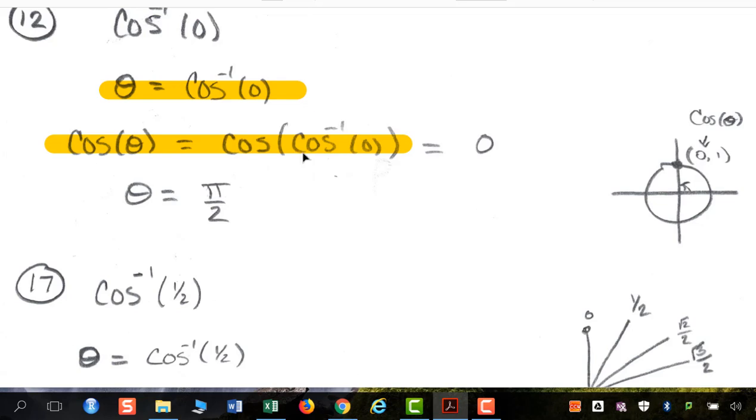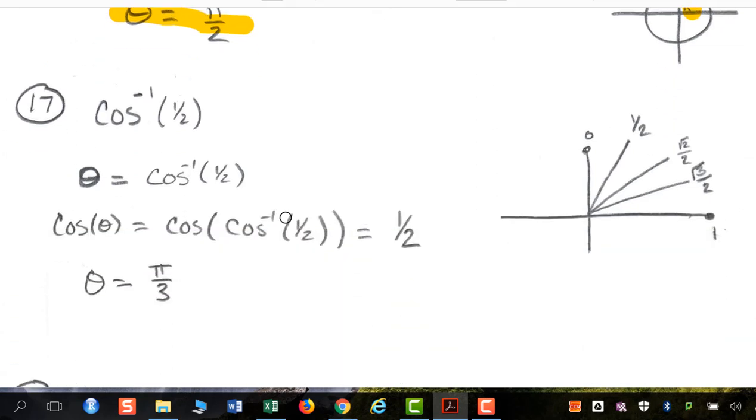By definition, arc cosine of 0 applied inside the cosine function must be equal to 0. So that means I'm looking for where cosine of theta equals 0. And the cosine of theta equals 0 at pi over 2. Now remember, I am restricting the cosine function to be from 0 to pi. So the value that I'm looking for where cosine is equal to 0 on the interval 0 to pi is theta equals pi over 2.